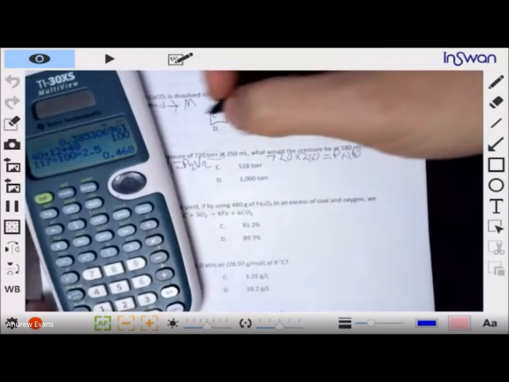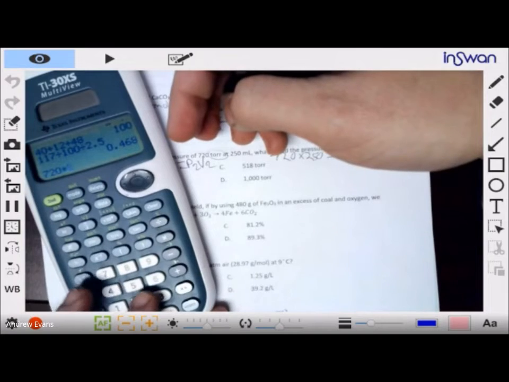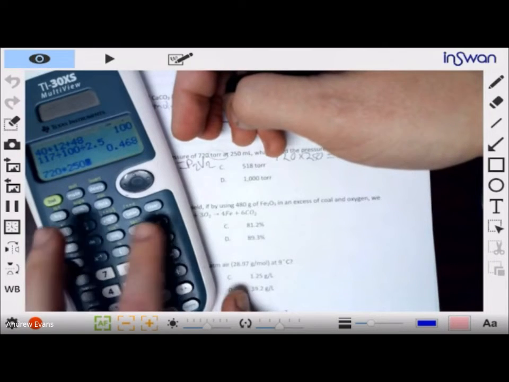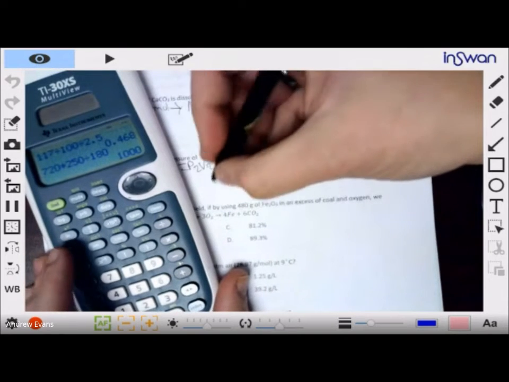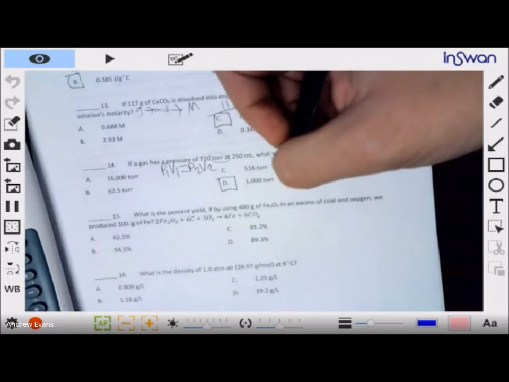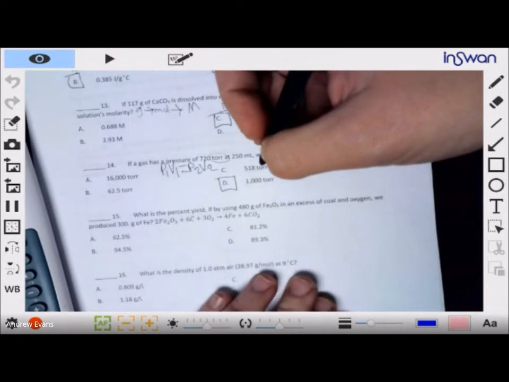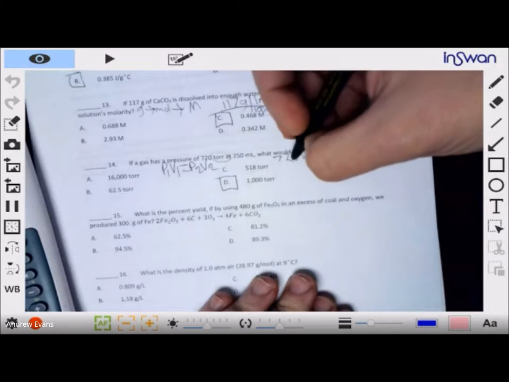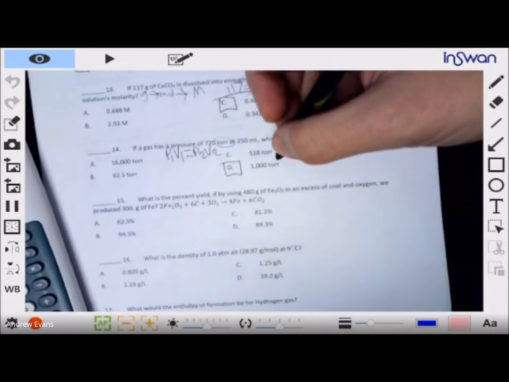Volume went down, so pressure should go up. So 250 divided by 180. Surprise, surprise. This one's actually answer D, 1,000 torr. Seems like too perfect of a number, but that is the case. 1,000 torr. Because volume went down, pressure should go up. Really, A and D are the only possible answers.